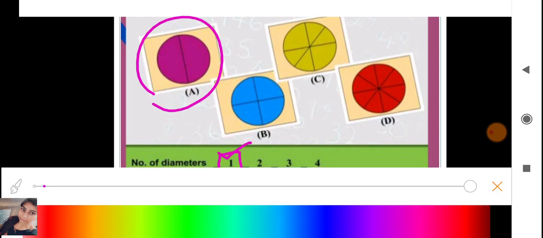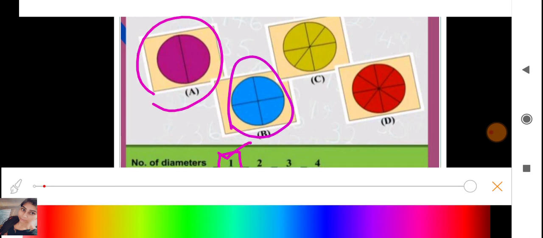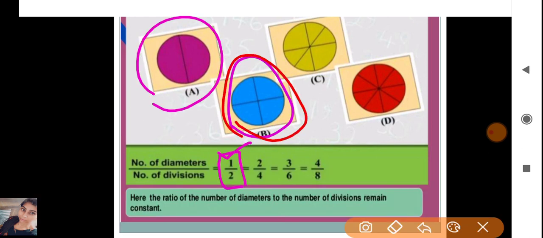In the second circle, that is in B, okay, I'll just use some different color. So in the second circle B, as you can see, two diameters are there. This is one diameter, this is two diameter. So 2 diameter is dividing the whole circle in 4 parts, so 2 by 4. See, this is actually number of diameters by number of division.